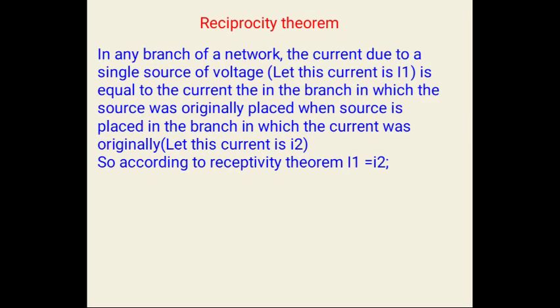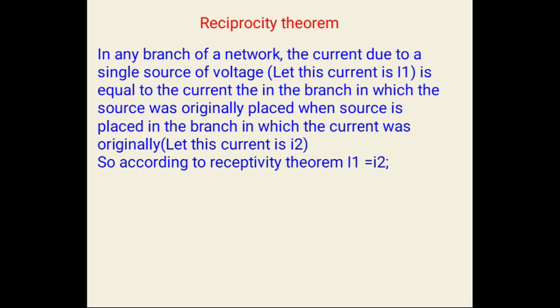What is the statement of the Reciprocity Theorem? The statement is: in any branch of a network, the current due to a single source of voltage is equal to the current in the branch in which the source was originally placed, when the source is placed in the branch in which the current was originally. So, according to the reciprocity theorem, I1 should be equal to I2.